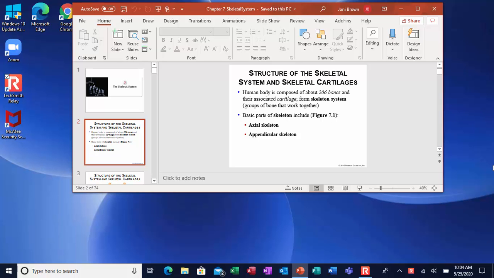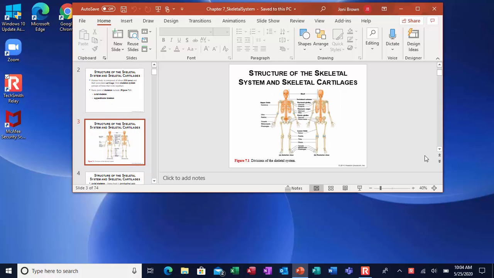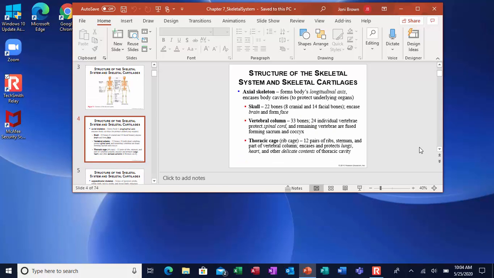And there's two main parts of the skeleton that we're going to discuss, the axial skeleton and the appendicular skeleton. And you can see here in this graphic, the orange color, that is the axial skeleton, and the lighter tan color, that is the appendicular skeleton. Now, the axial skeleton, that is right down the middle with your head, neck, and trunk bones. And it's what encases your body cavities to protect the organs that are in those cavities.